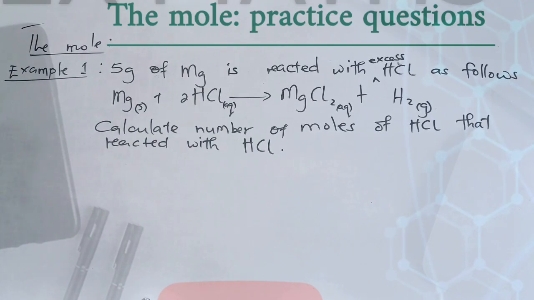In this example, the question says 5 grams of magnesium is reacted with excess hydrochloric acid as follows. Then we are given the reaction: magnesium plus HCl gives magnesium chloride plus hydrogen gas. Calculate the number of moles of hydrochloric acid, HCl, that reacted. So what we need to do here, we need to follow these steps.